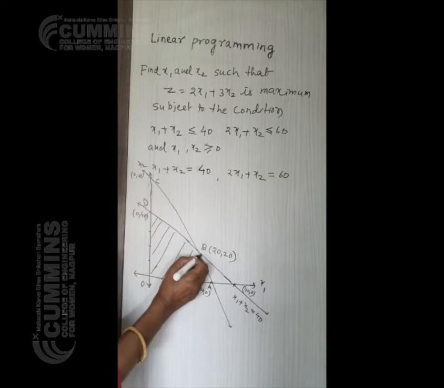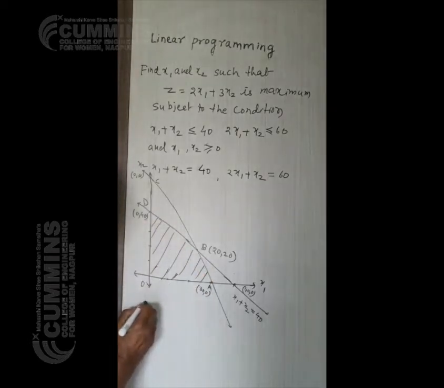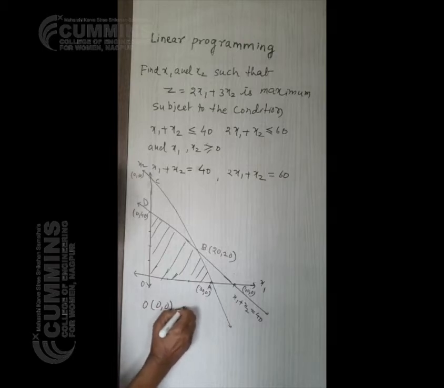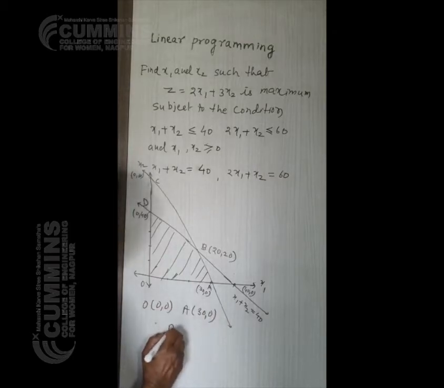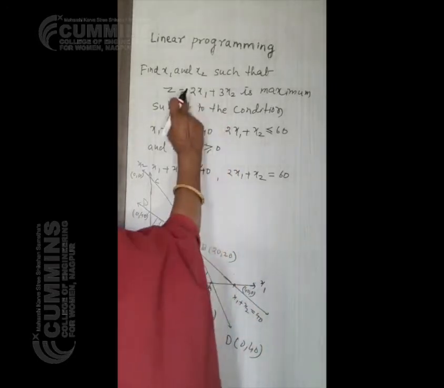OABD is a quadrilateral, and this is the closed figure. So the point O is 0, 0, point A is 30, 0, point B is 20, 20, and point D is 0, 40. So we have to check now where to maximize Z.